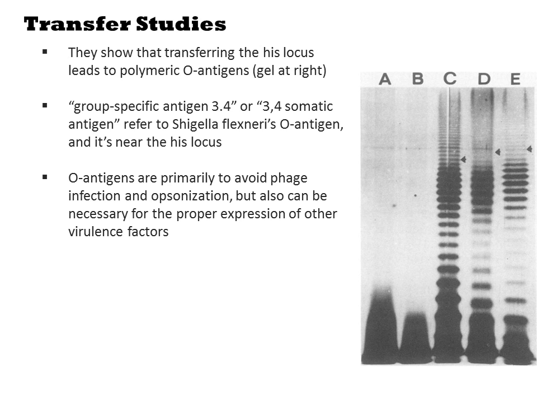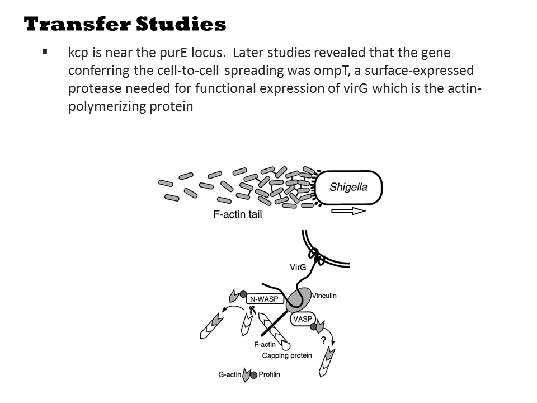Another locus that gives rise to phenotypes in their assays is virulence factors near the pyrE locus. Restoration of this locus results in bacteria that pass their test for cell-to-cell spreading within a HeLa monolayer. They refer to this virulence factor as KCP, but later studies revealed that the gene conferring the cell-to-cell spreading was OmpT, a surface-expressed protease needed for functional expression of VirG, which is the protein required for actin polymerization-based locomotion.